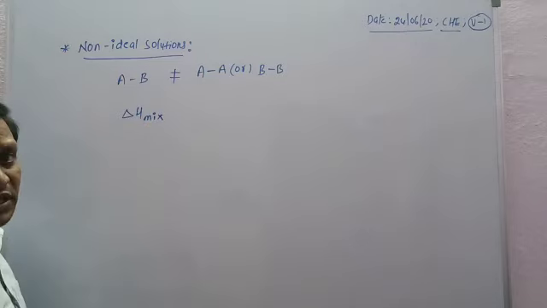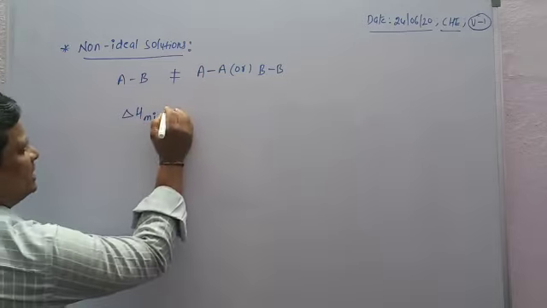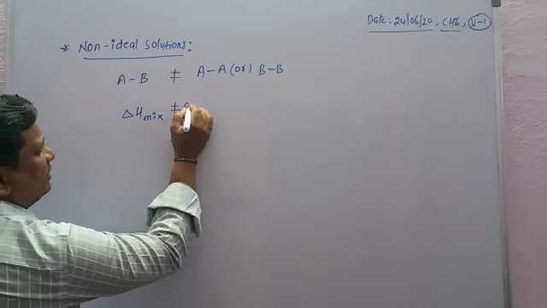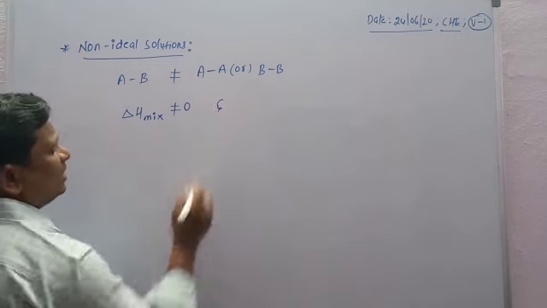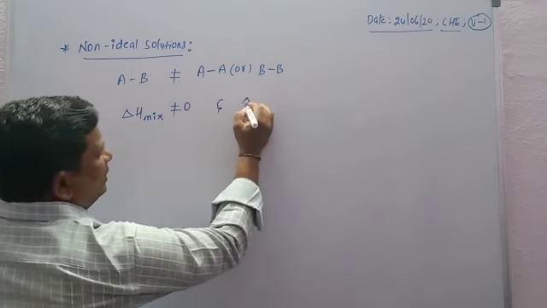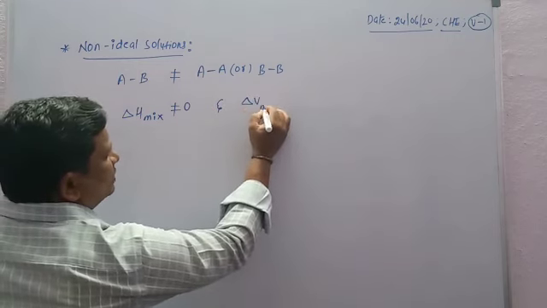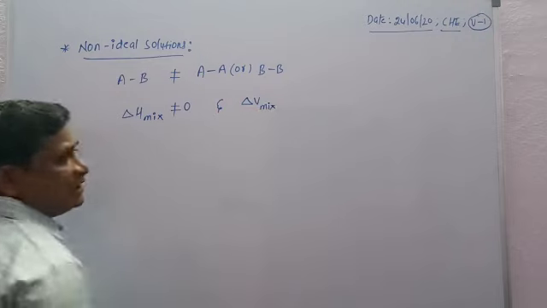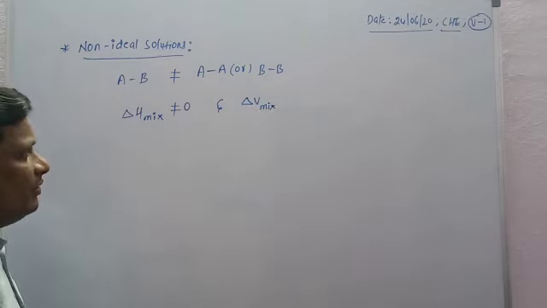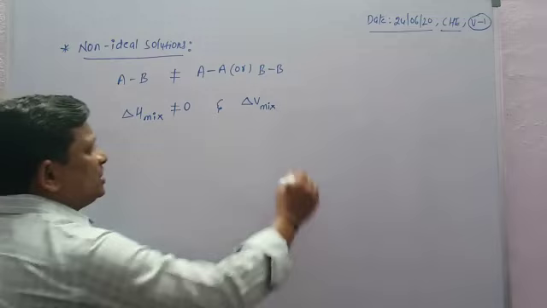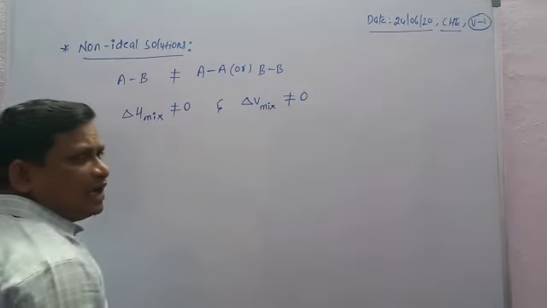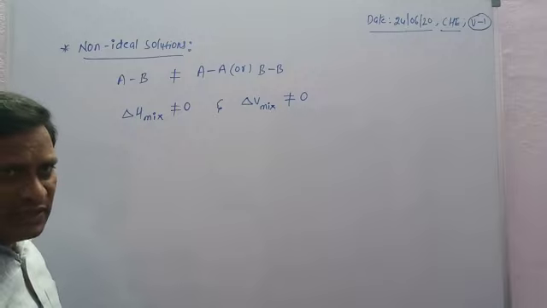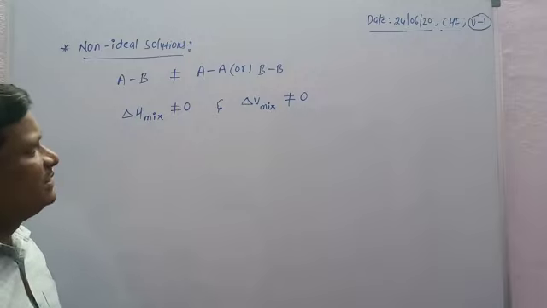So, in non-ideal solutions, the change in enthalpy of the mixture, delta H, is not equal to 0. And also delta V, the change in volume of the mixture, is also not equal to 0. Not equal to 0 means less than 0 or greater than 0.